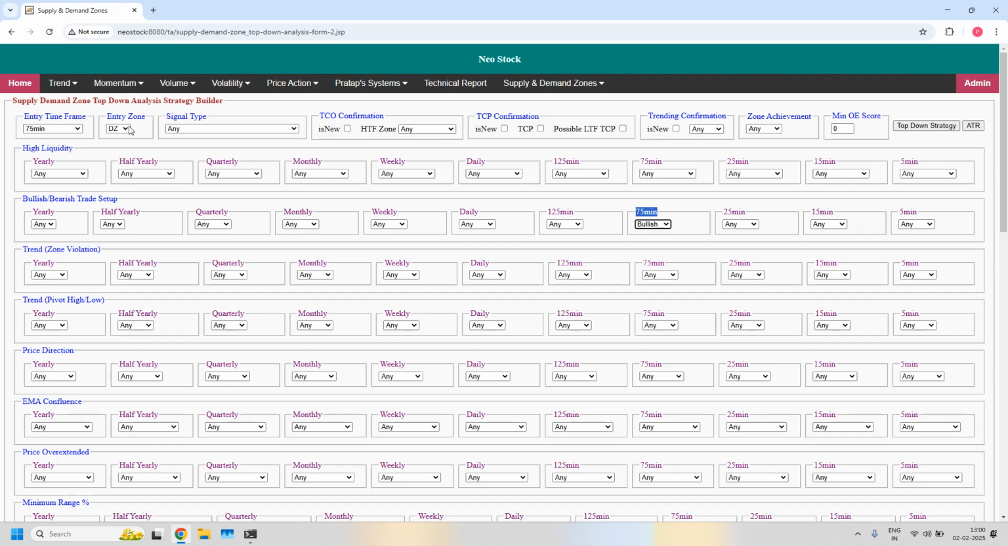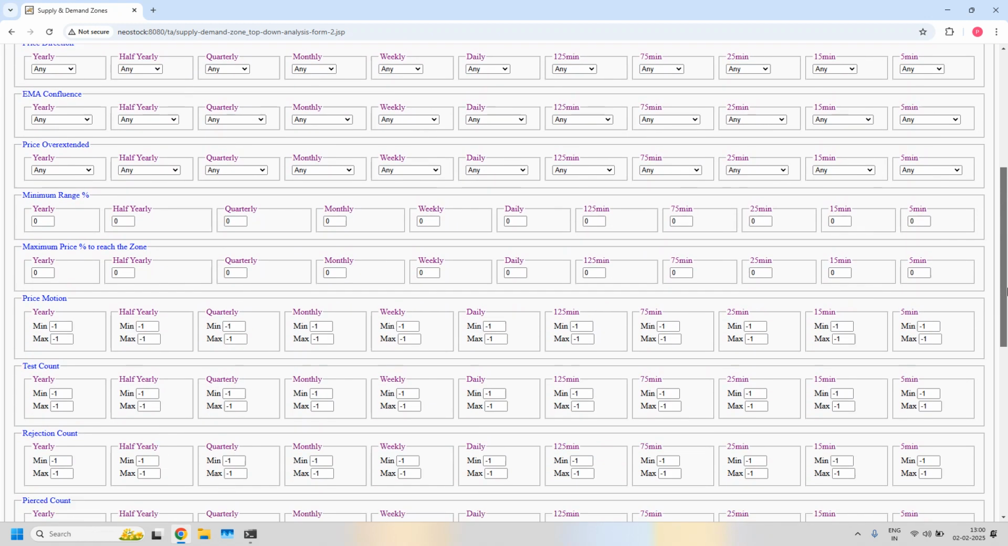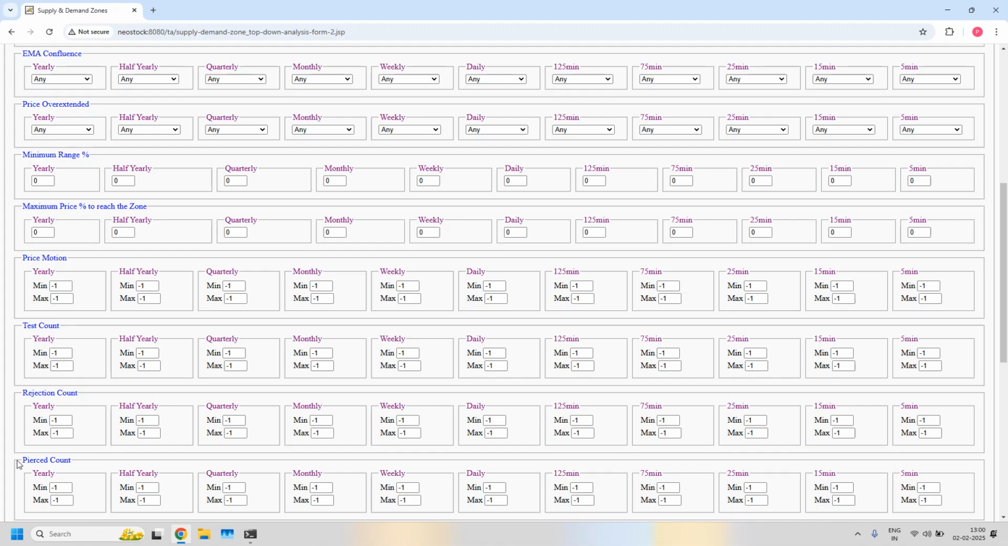First filter is the 75 minutes demand zone should not be pierced. So that's why here we have the pierced count parameter. In this entry time frame, that is 75 minutes, those 75 minutes demand zones should not be pierced. That's why we have to set minimum value 0, maximum value 0. Pierced count 0 means zone is not pierced.